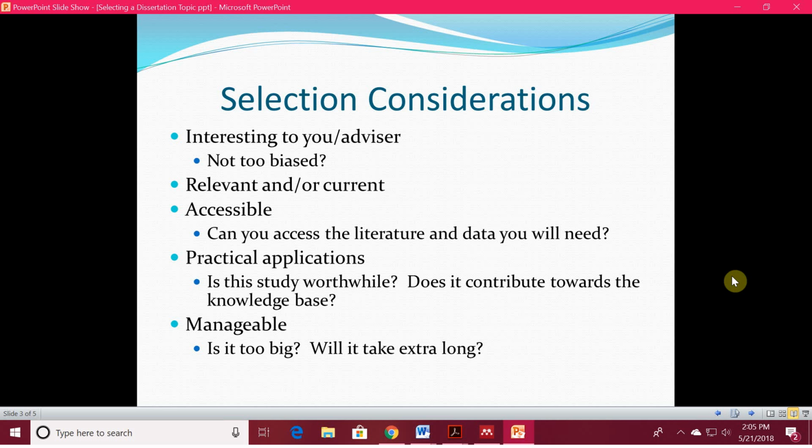And then finally, is your topic manageable? Is it too big? Is it a longitudinal study? Is it going to take too long? Is it expensive? Those are all things that you need to consider. The best dissertation is a done dissertation.